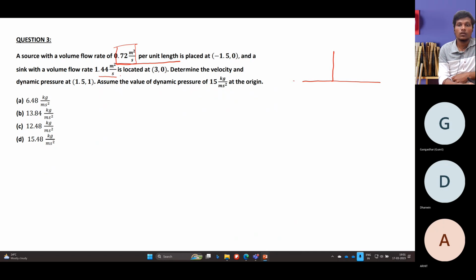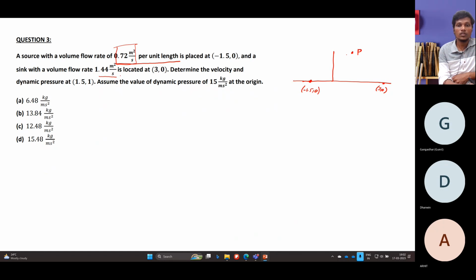So here we have a source with a volume flow rate. The source is kept here at minus 1.5 comma 0. The sink with volume flow rate is at location 3, that is twice the distance of it, 3 comma 0. Here you have a source, here are the sinks. Determine the dynamic pressure at 1.5 comma 1, at a location somewhere here. They are asking at this point we need to find the dynamic pressure.